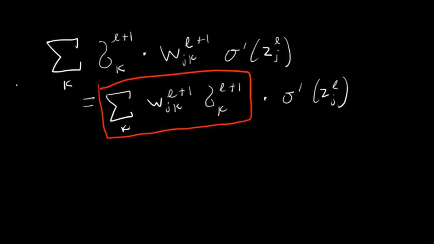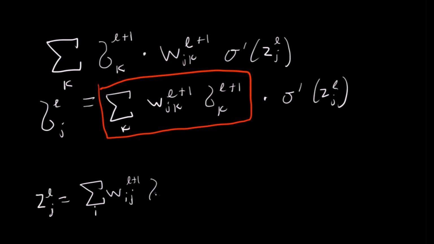So if you notice something, this expression here, remember we're solving for J, looks a lot like the expression for Z^L_j, which is a matrix multiplication. I'm going to remind myself really quickly of what it looks like. Z^L_j was just the iteration over all the neurons in the previous layer, like this, L plus 1 times a^L_j.